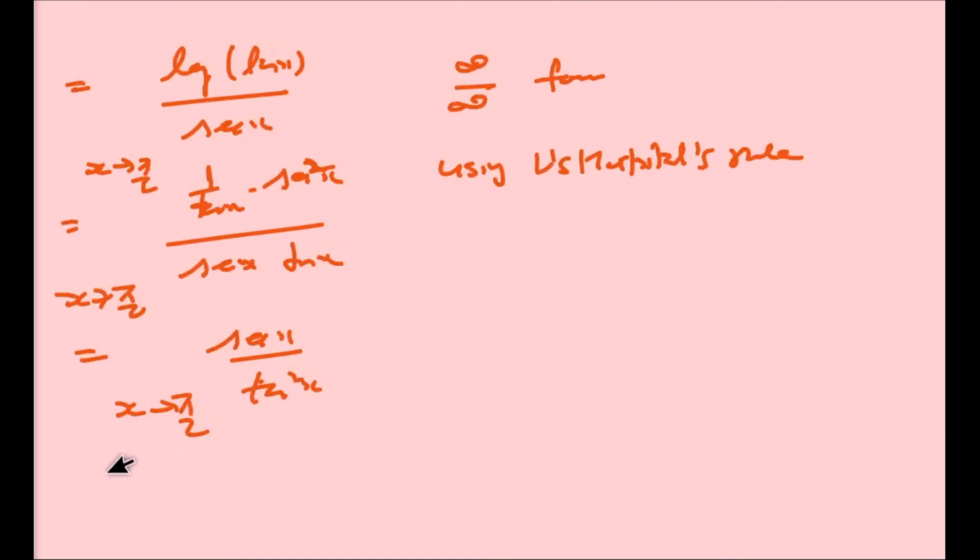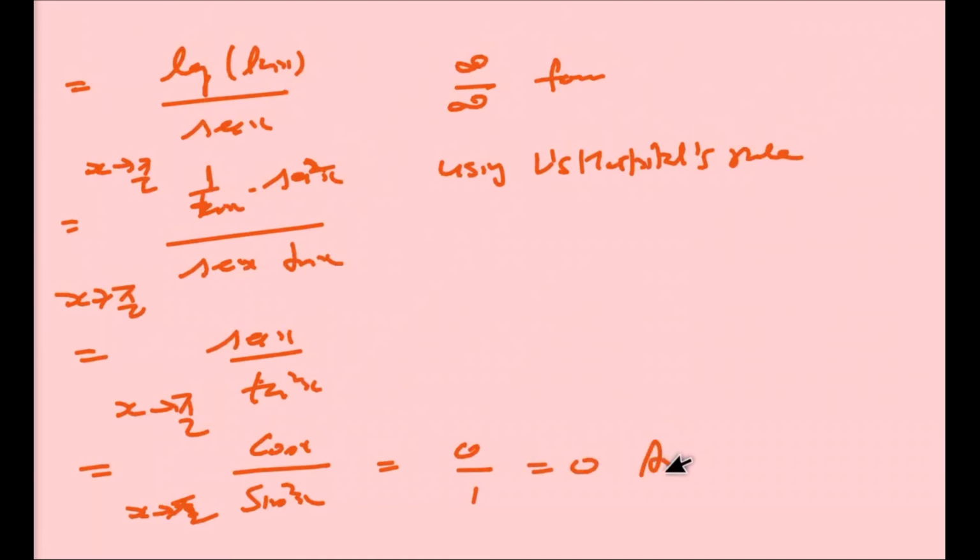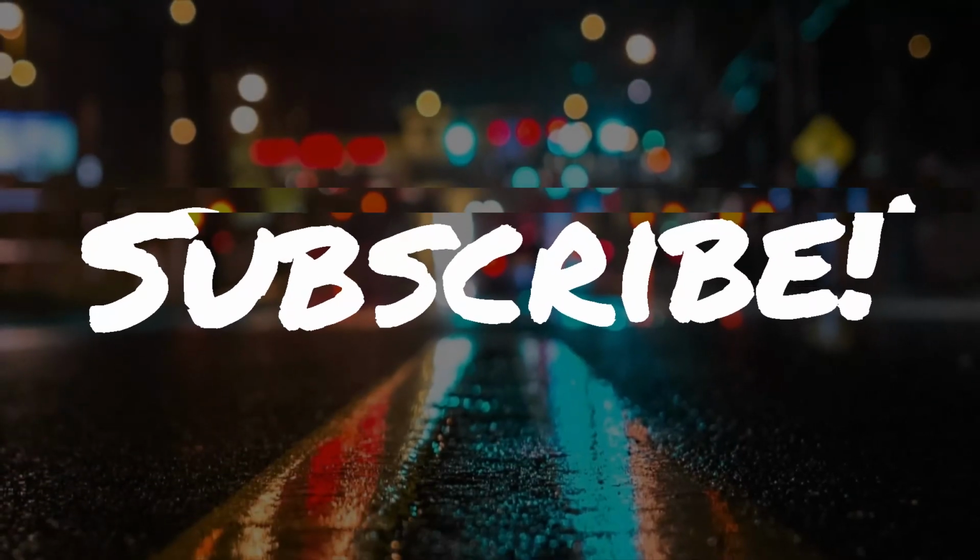So now we can write this in cos x upon sin square x form. Now again putting the value here, cos pi by 2 is 0 and sin pi by 2 is 1, so it is equal to 0. This is your required answer, and thank you for watching.